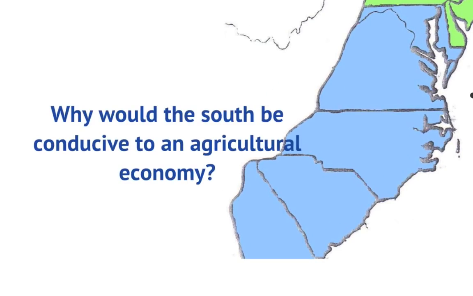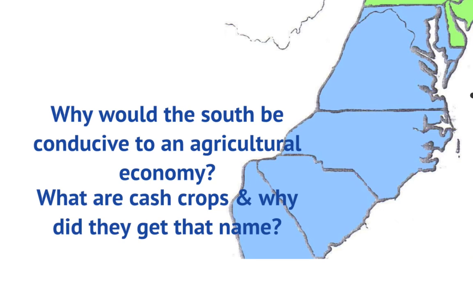Alright, so let's review. Why would the South be conducive or good for an agricultural economy? Well, because it's flat and has very fertile soil. It is not conducive for trade because of these jagged coastlines. They don't have good harbors. So what are cash crops? Those are crops that get you cash. They make you money. You farm way more than you need for your family, and then the extra stuff you sell to make money, and that's why they're called cash crops.